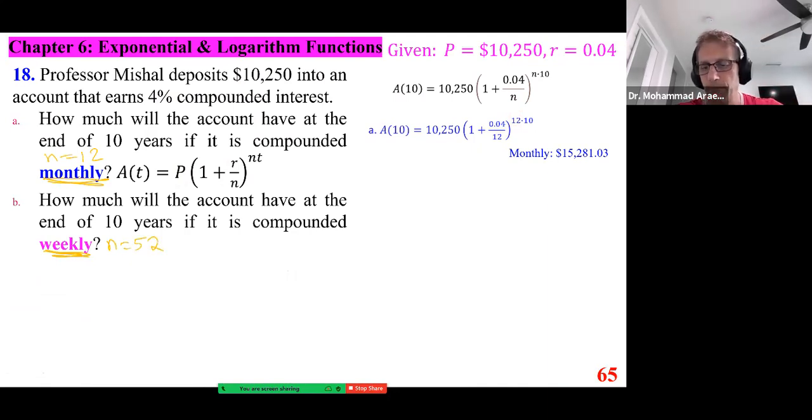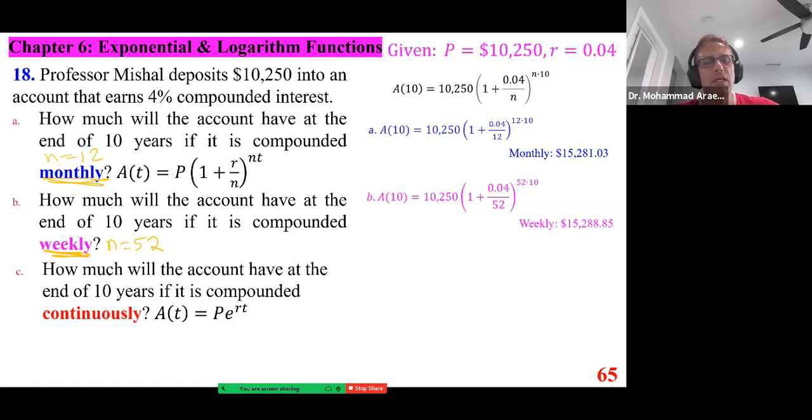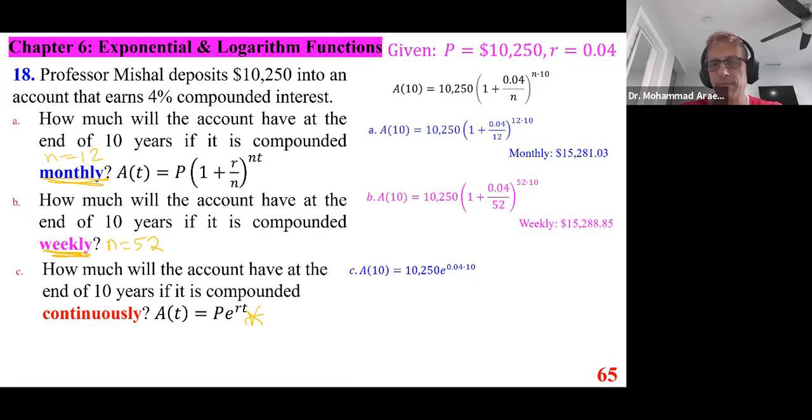N is 52. And again, we put it into a calculator, it gives us an answer. Now, what happens is if it's compounded continuously, we use a different formula. Exponential growth. So plug in P equals 10,250, R is 0.04, do the math. And there you have it. Notice the numbers are getting larger because we are compounding it more often, monthly, weekly, and continuously.